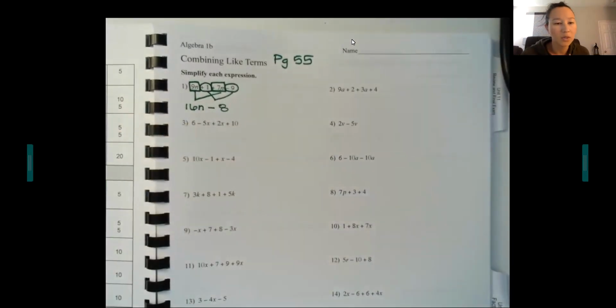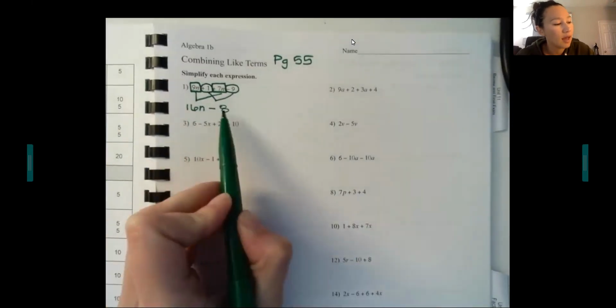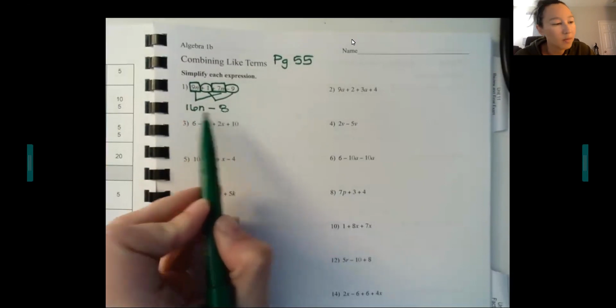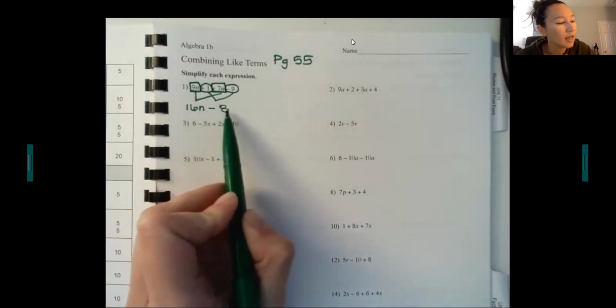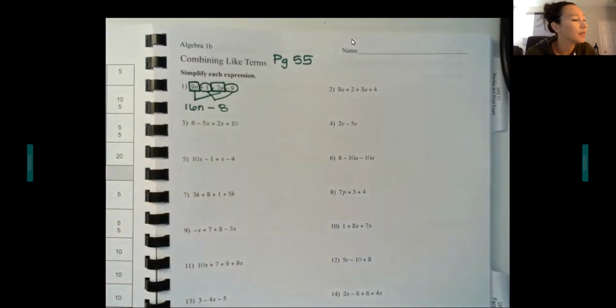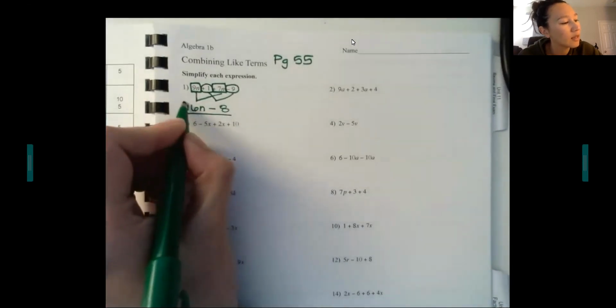So this simplifies to 16n minus 8, and we cannot combine them or simplify them any further because this term has an n and this term does not. So that is as simplified as we can get it.